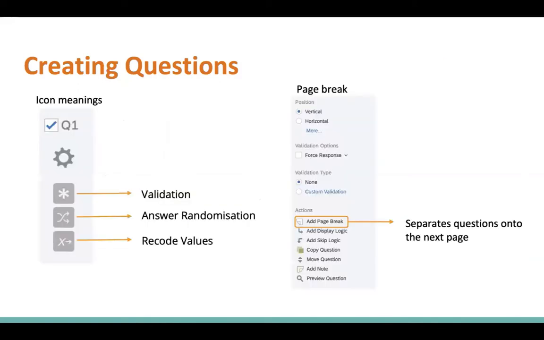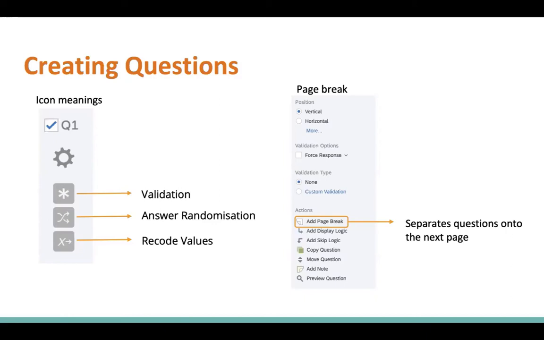So, icon meanings. If you've chosen a validation option for your answer, the icon with the asterisk should show up. If you've randomized your answers, this arrow thing with the flow-like field would show up. And if you've recoded your values, this icon with an X and an arrow will also show up. And they also serve as shortcuts. If you want to change something, just click on them and it should pop up the respective windows for you.